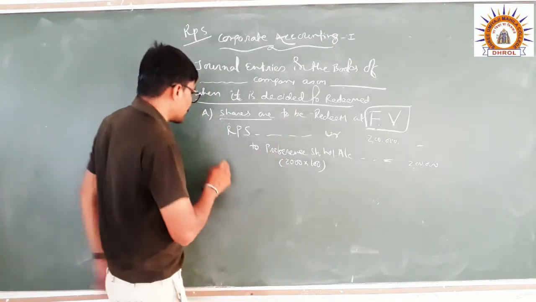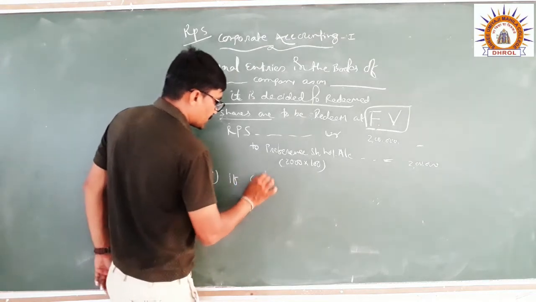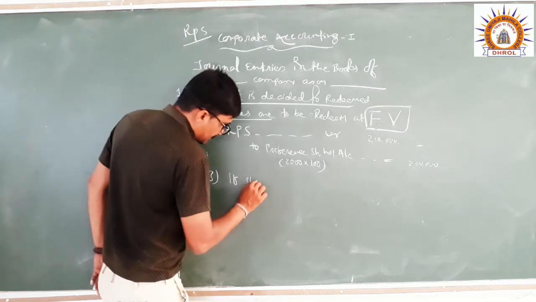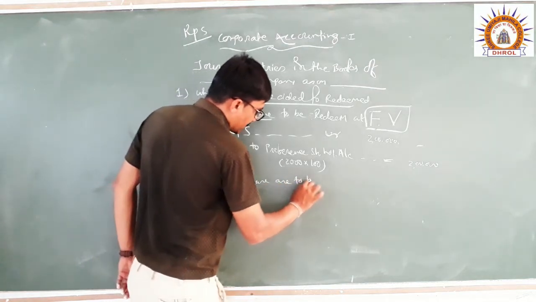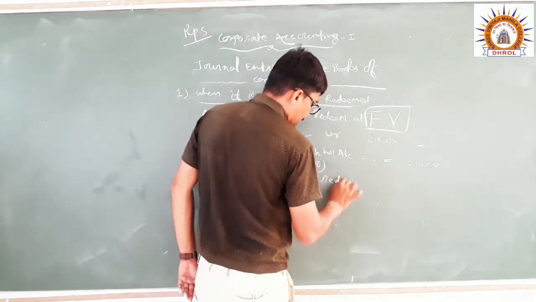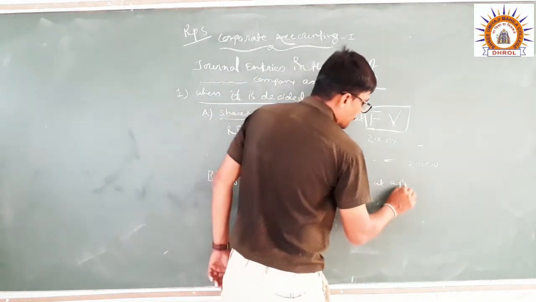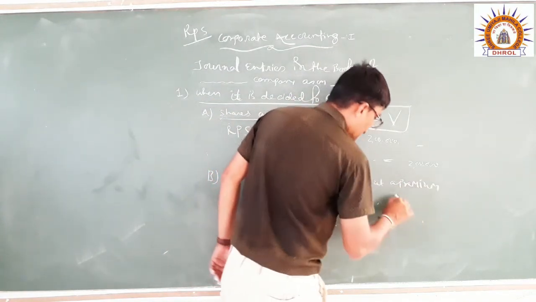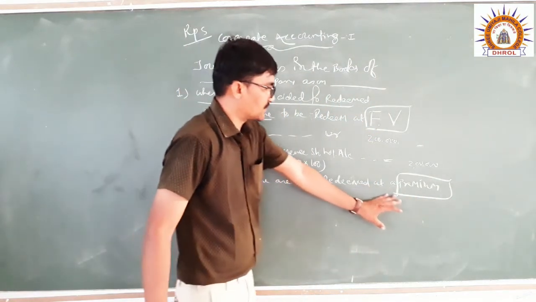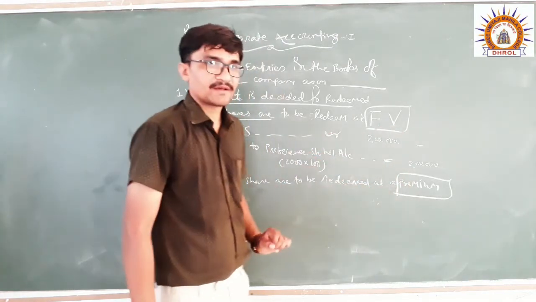One more thing, case 1B: if shares are to be redeemed at a premium. So you see that here is the face value and here is the premium.